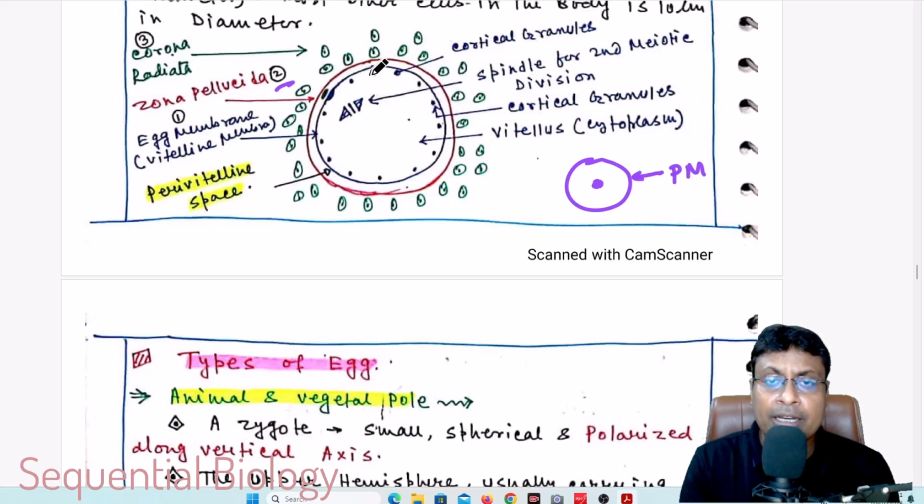In an unfertilized egg, there are many granular structures known as cortical granules, and these cortical granules reside inside the plasma membrane. But when fertilization occurs, these cortical granules are released into the perivitelline space, and this forms a fertilization membrane which prevents polyspermy. Then this is the basic structure of the human egg.